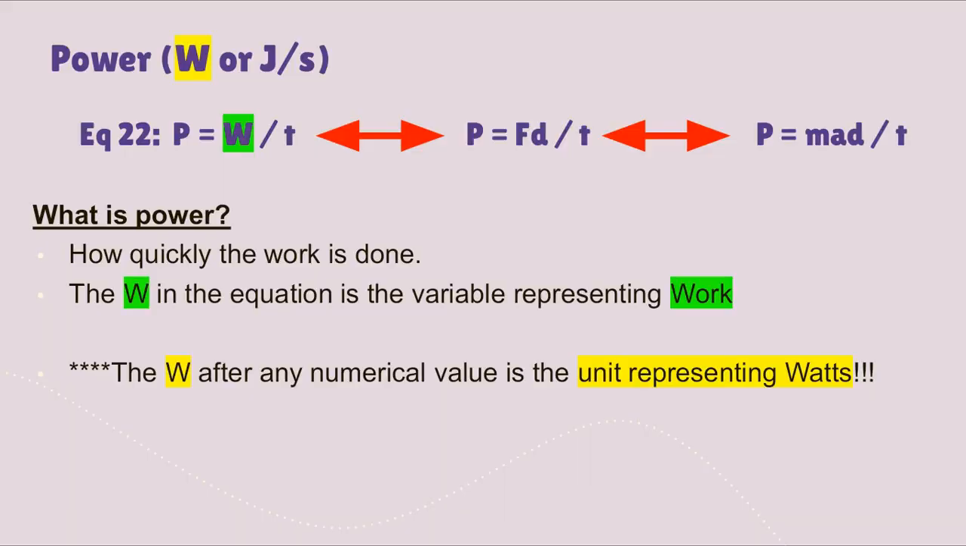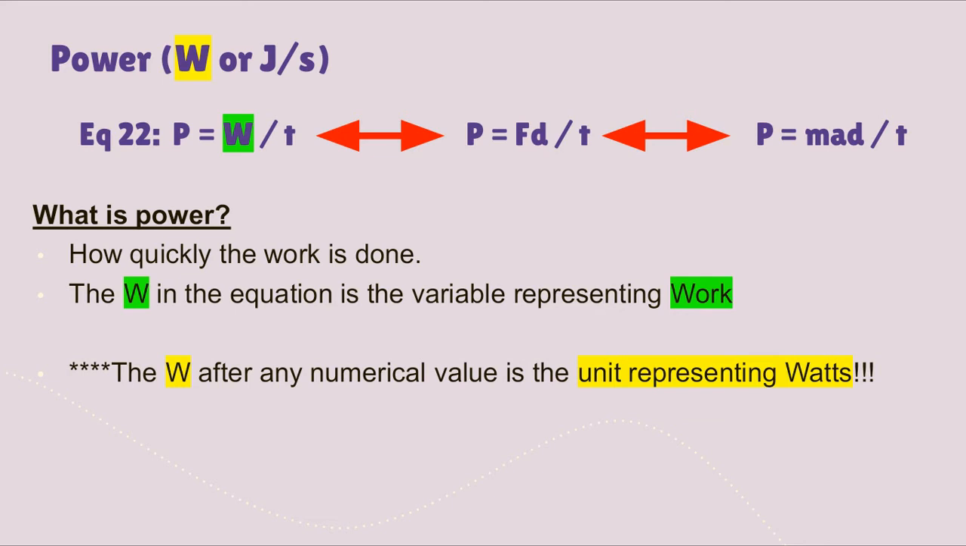Moving on to power. So now I've highlighted a couple of different W's. Power is equation number 22 in our equation sheet. Remember that the units for power is watts, or a capital W. It could also be joules per second because it's work divided by time. So the units for work was J. That's where you see the joules per second.